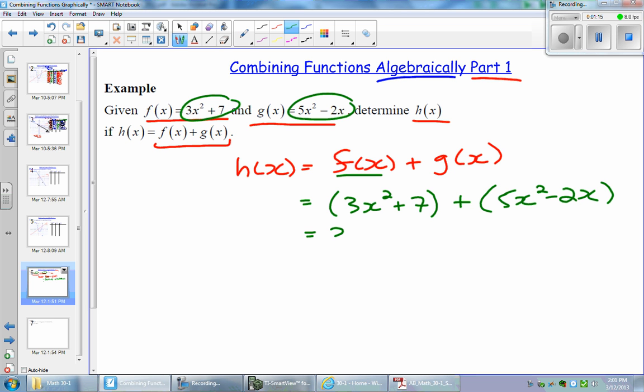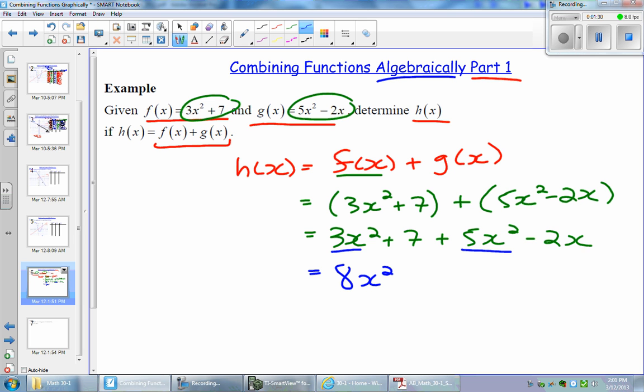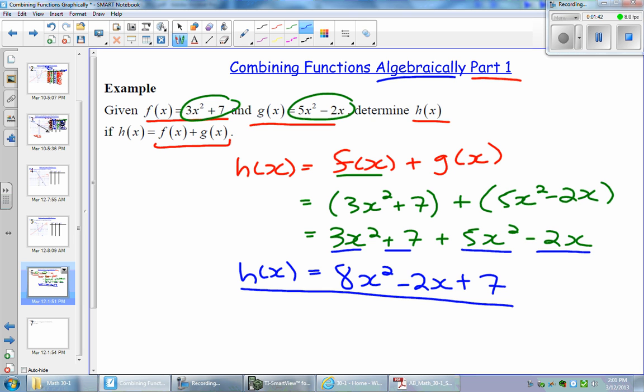So drop your brackets now: 3x squared plus 7 plus 5x squared minus 2x. You take a look, do we have any like terms? Well, yes, we do. We have two like terms. If I add those terms together, I'm going to get 8x squared. And next we have a negative 2x, if you like writing it this way. And finally, plus 7. So there is the function h of x, and that's what we wanted right there. So when we combine f of x and g of x, we get this function. Looks like some sort of quadratic. So once again, very simple idea.